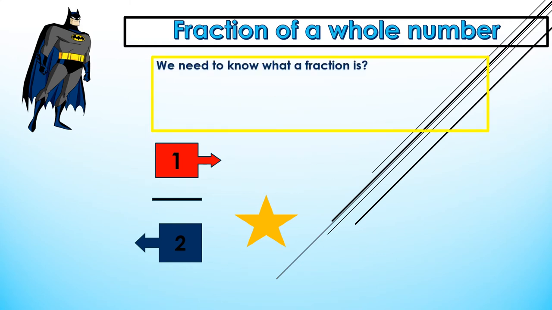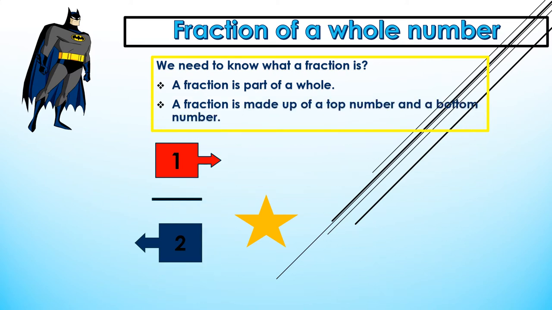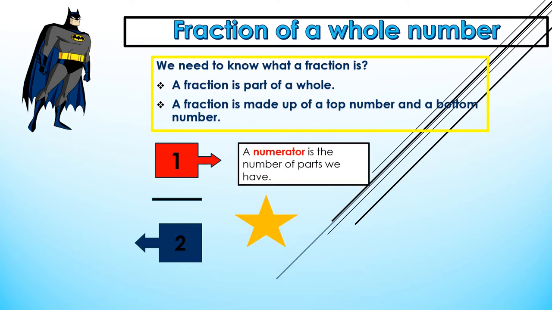We first need to know what a fraction is. A fraction is part of a whole. A fraction is made up of a top number and a bottom number. The top number is the numerator. A numerator is the number of parts we have. In this case, our fraction is half, 1 over 2. Our numerator is 1.